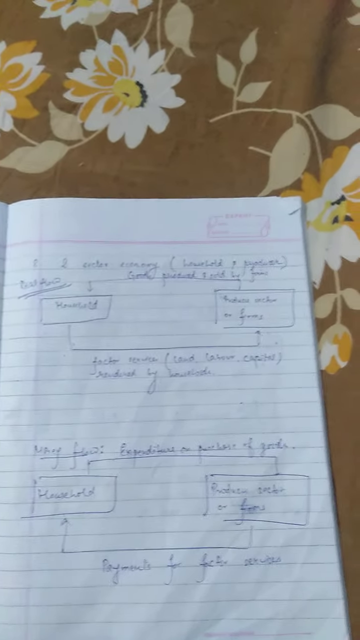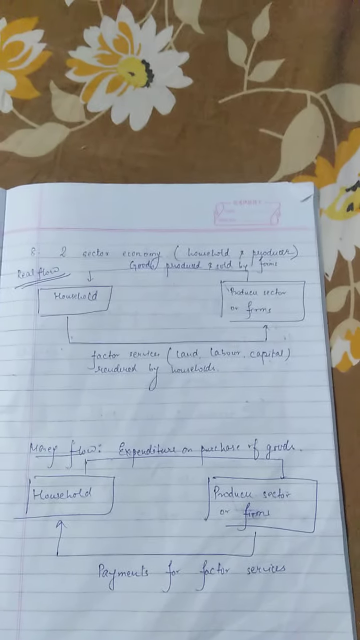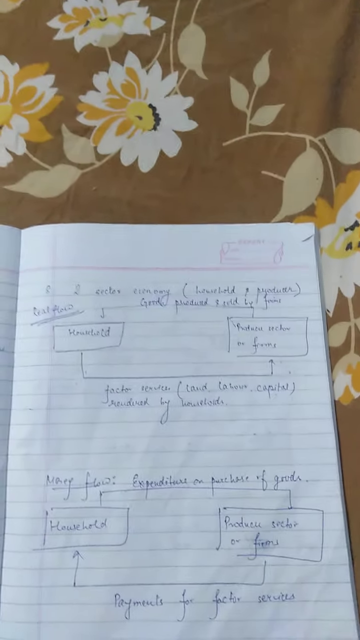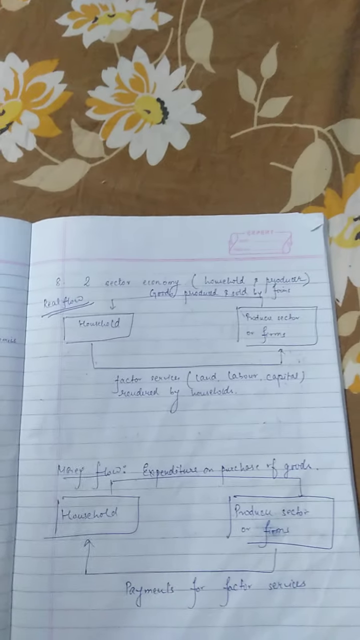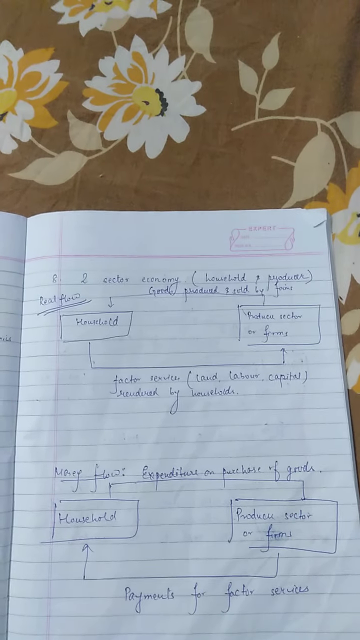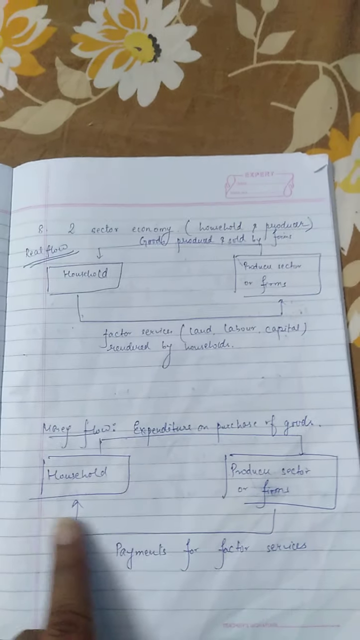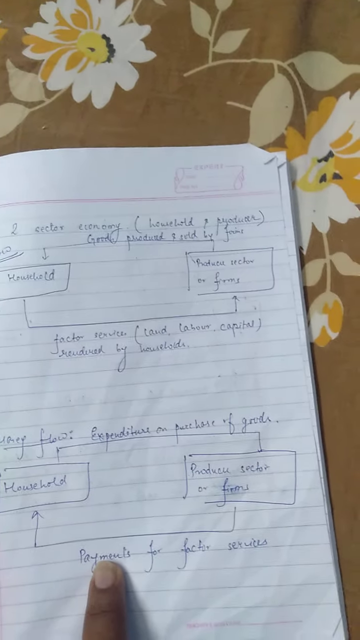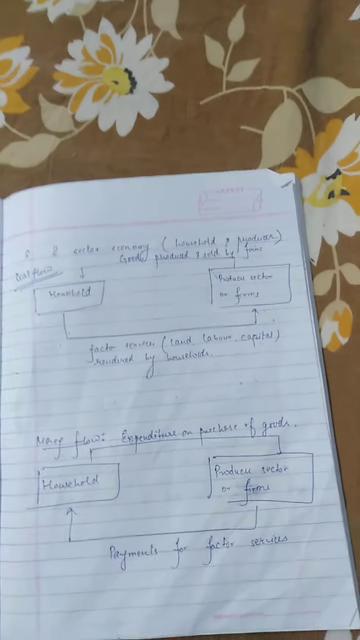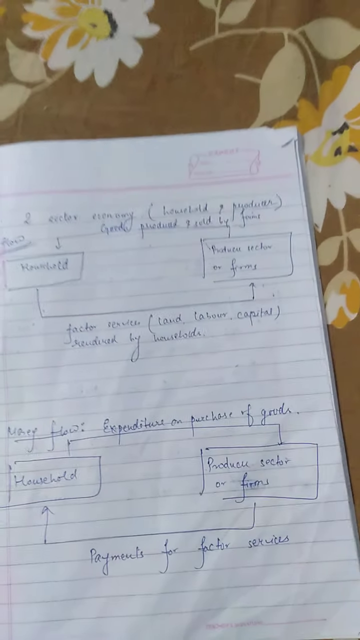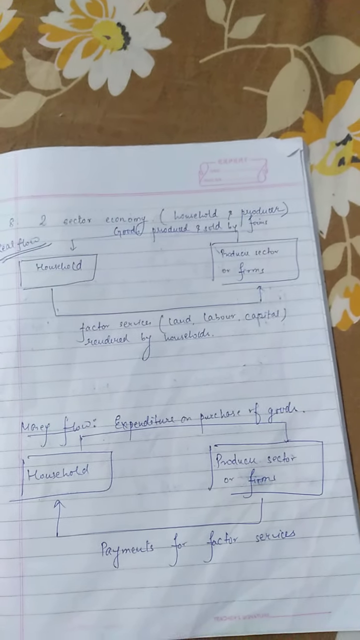On the other hand, when for making this good I am hiring some labor, I need to pay something to the labor. So when I get something from the final consumer, out of that income I give something to the household, and that is called the payment that I give to the household for the service they are giving to me. This is the diagram for real and money flow.